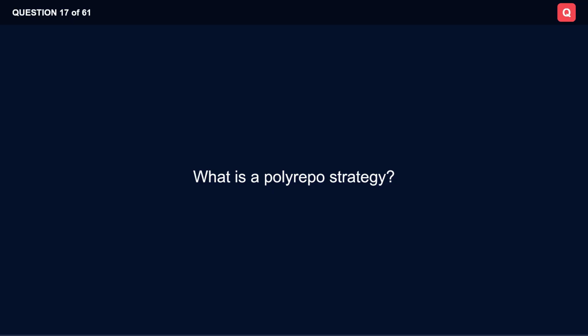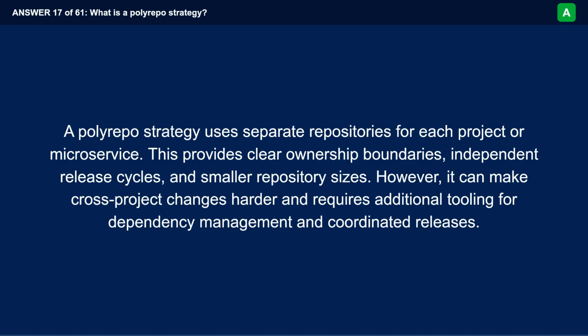What is a polyrepo strategy? A polyrepo strategy uses separate repositories for each project or microservice. This provides clear ownership boundaries, independent release cycles, and smaller repository sizes. However, it can make cross-project changes harder and requires additional tooling for dependency management and coordinated releases.